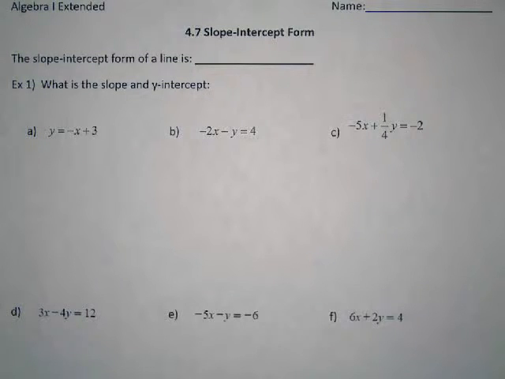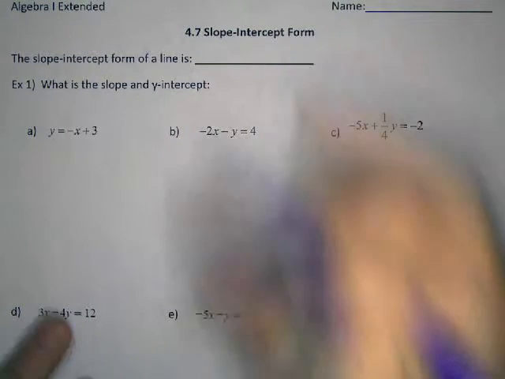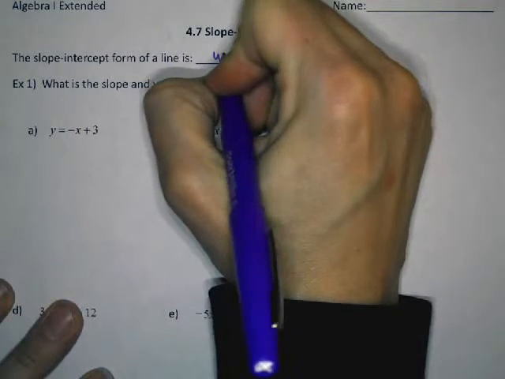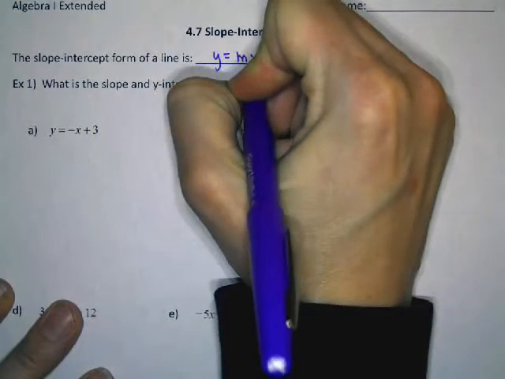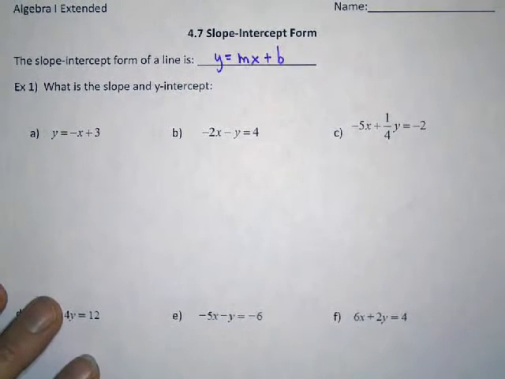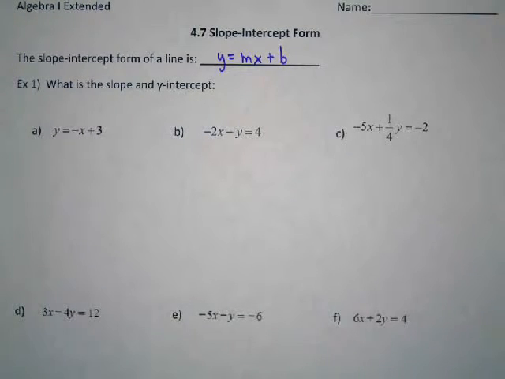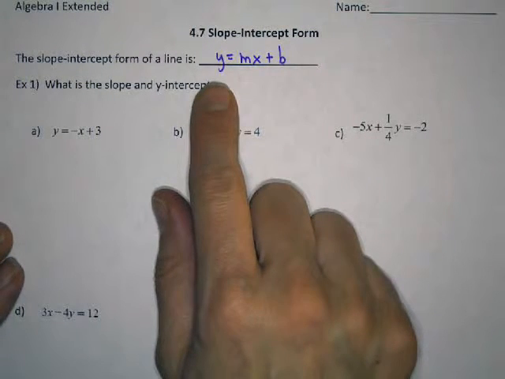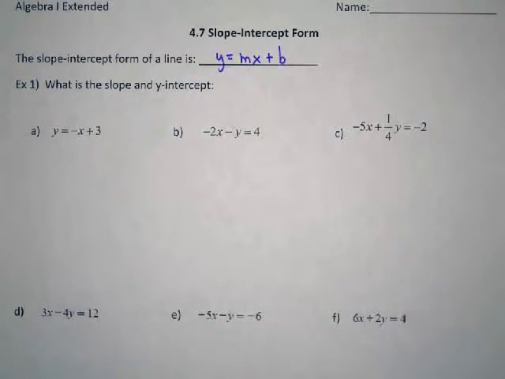In today's video, this is going to cover day 1 of section 4.7, and we'll be talking about slope-intercept form. And so when we say slope-intercept form, it looks like this. It's y equals mx plus b. So it's really what we used to call function form, right? Because if you'll notice, the y is all by itself on one side of the equation. But now we've got this m and this b.